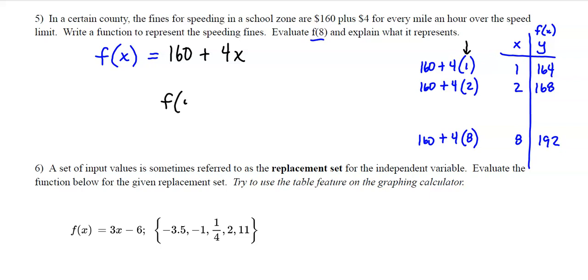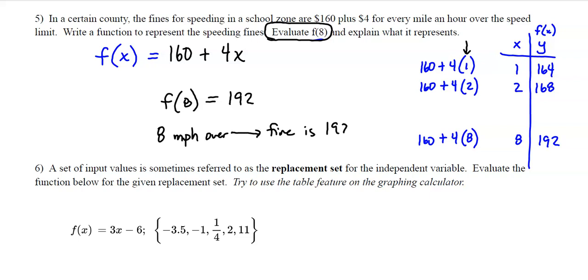And f of 8, we just determined, is 192. So I just evaluated it. I found a value for it. Now, explain what it represents. It basically says that if you go 8 miles per hour over, then your fine is $192. So that's what this represents in the real world problem.